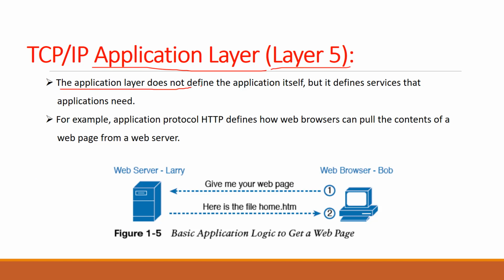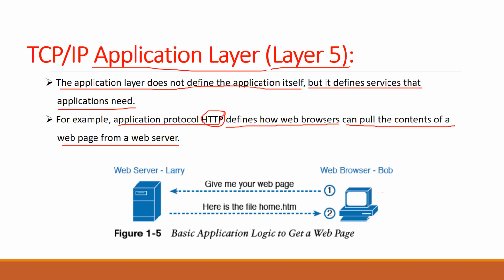Actually, the application layer does not define the application itself, but it defines services that applications need. So it defines services such as browsing a website, sending an email, retrieving an email, downloading or uploading files, and so on, as we mentioned in the example protocols. So we will take one of these example protocols and give an example here about it. The application protocol HTTP defines how web browsers can pull the contents of a web page from a web server.